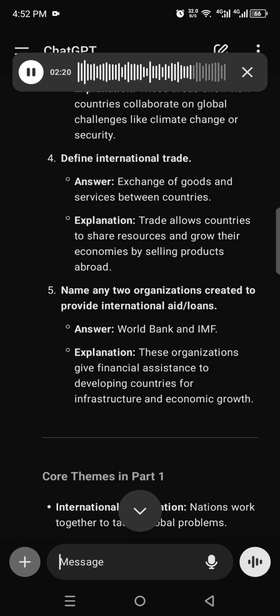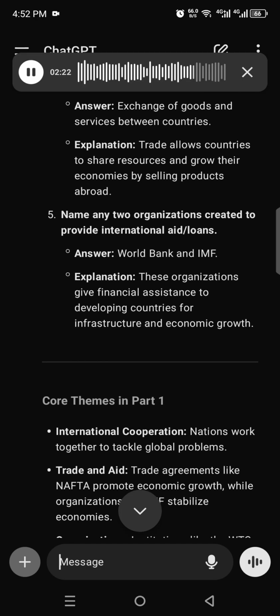6. Name any 2 organizations created to provide international aid/loans. World Bank and IMF. Explanation. These organizations give financial assistance to developing countries for infrastructure and economic growth.